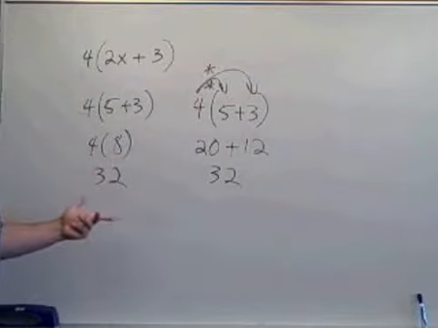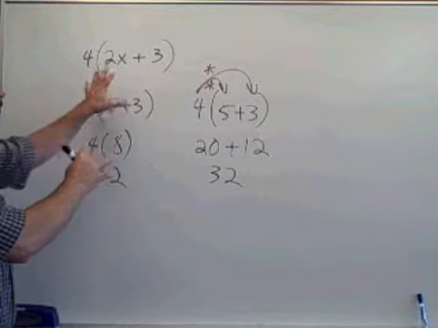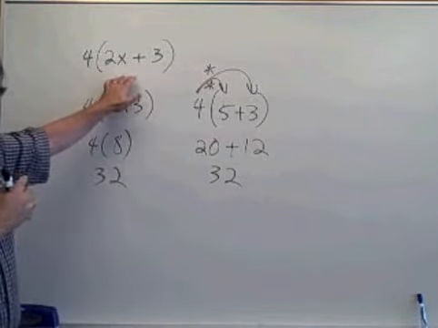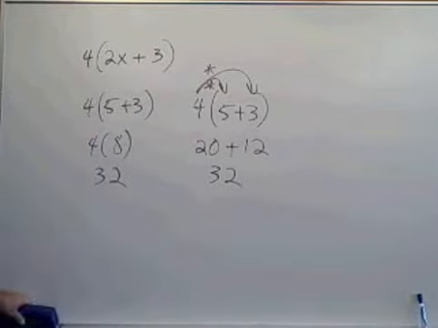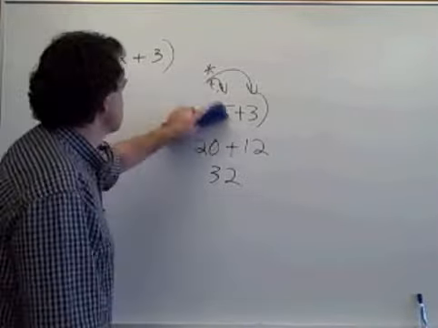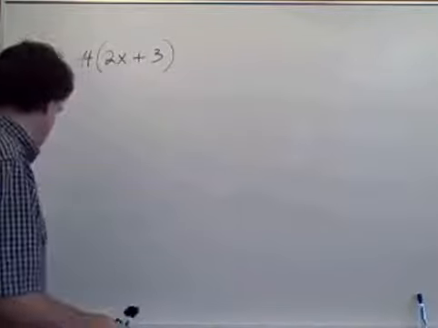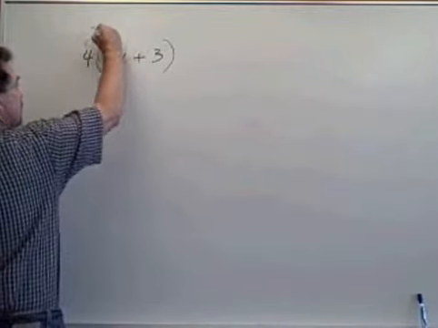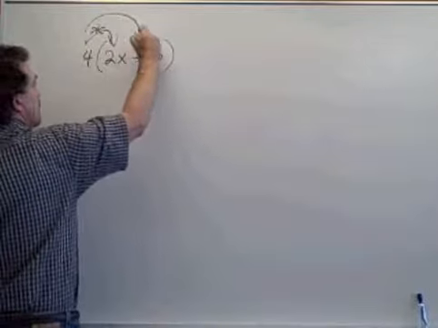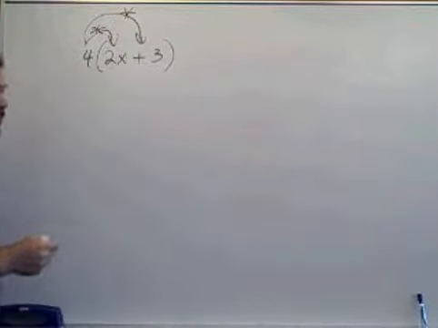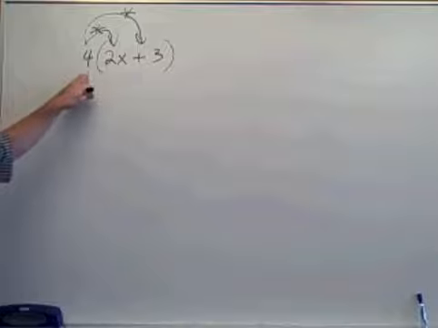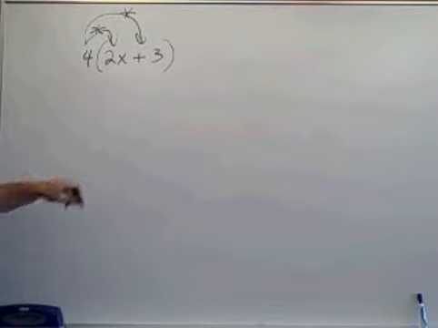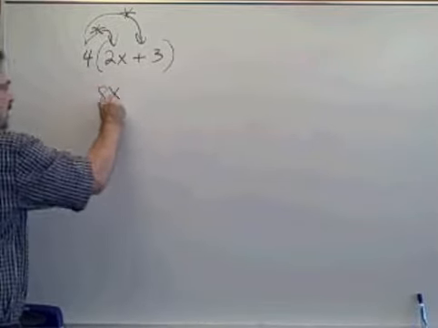Because of that distributive property, I can now use that technique to remove the parentheses that are here in this expression. I'm going to distribute the multiplication times both of those terms. I'm going to take the 4 and multiply it times the 2x. Well, that would give 8x.